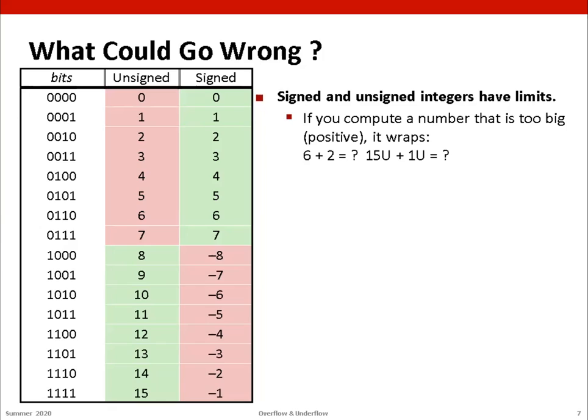Similarly, if we add unsigned 15 and 1, it yields 16. And that would not fit into any of our representations, signed or unsigned. Okay. This is what is called overflow.